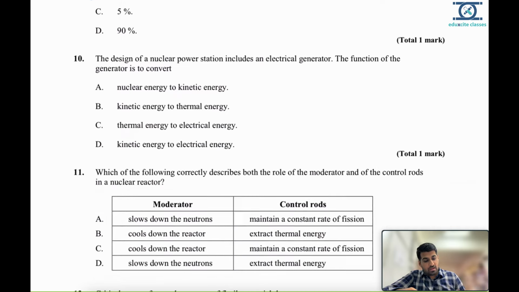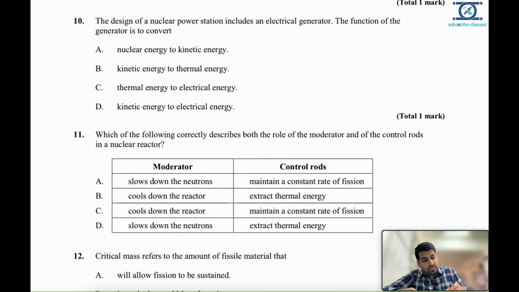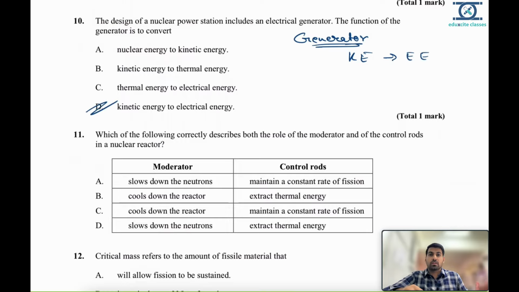Okay. Question number 10. The design of a nuclear power station includes an electrical generator. The function of the generator is to convert. Now always remember, when we are asking about the generator, always convert your kinetic energy to your electrical energy. Simple. It is not asking you about which power plant it is being used. It is not having a relation with any power station. Any power station which is using an electrical generator will always convert your kinetic energy into electrical energy. So do not get confused.